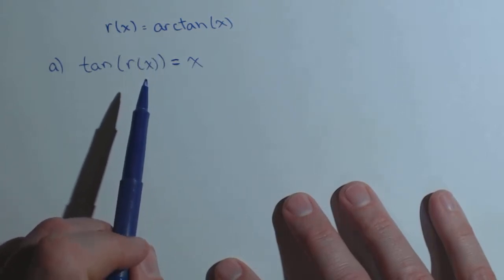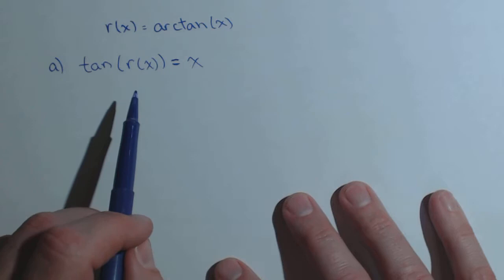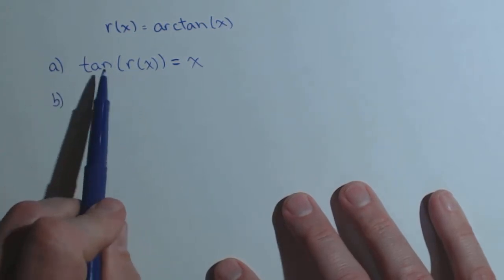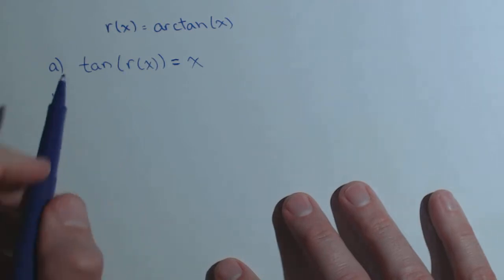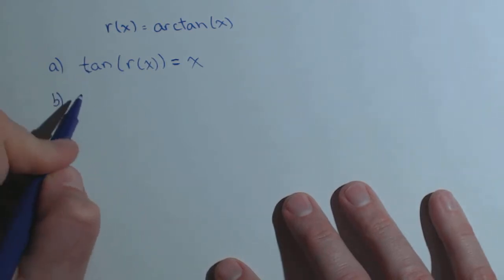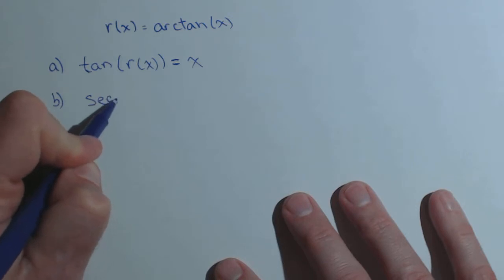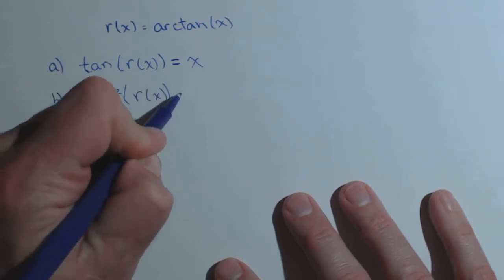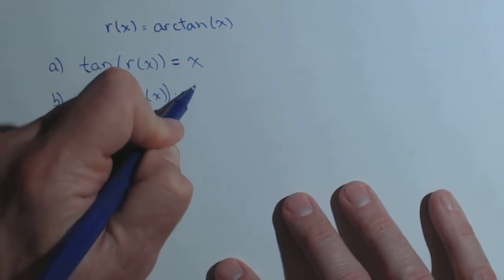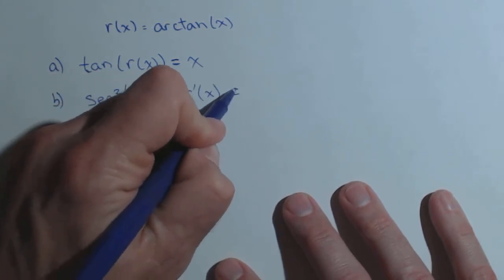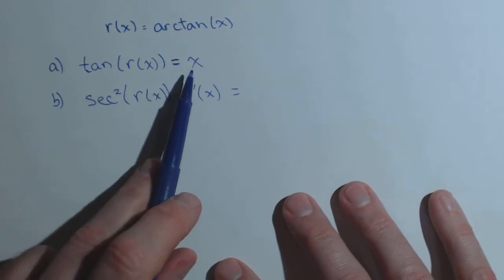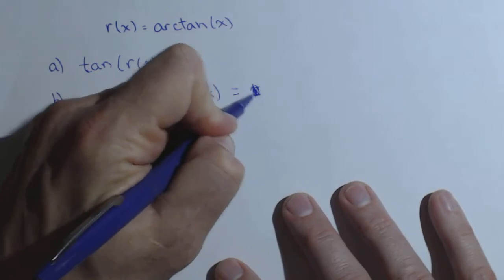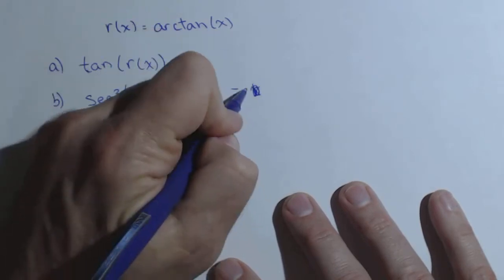Now what we're going to do is differentiate both sides of this with respect to x. So over here I've got a chain rule, and so I'm going to do the derivative of the outside function, which is secant squared. I'm going to leave the inside alone, r of x, times the derivative of the inside, which is r prime of x. Now on the other side I have x. We're taking the derivative of x with respect to x, which is just 1.